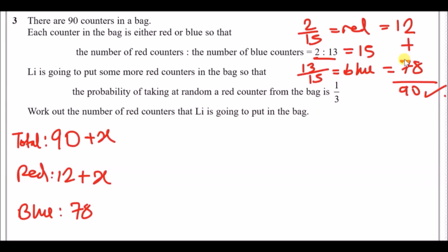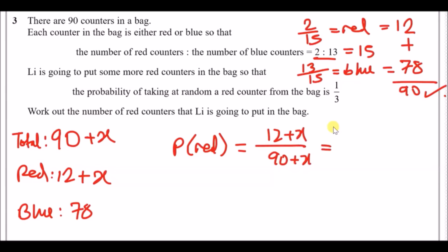Now it says here that the probability of taking at random a red counter from the bag is 1/3. So the probability of taking a red, and you know how many reds there are, is 12 plus x over 90 plus x, and it's going to equal 1/3. Work out the number of red counters that Lee is going to put in the bag. Literally you just have to solve this algebraic equation.